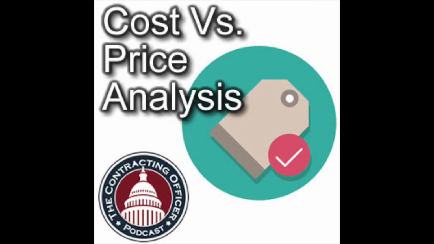So that's a key way to look at this. If you have adequate price competition, it's by exception only that you're going to need additional data. More often than not, you get adequate price competition, that is a reasonable price. Move on. And this will speed up acquisition and make government contracting better, one contract at a time.